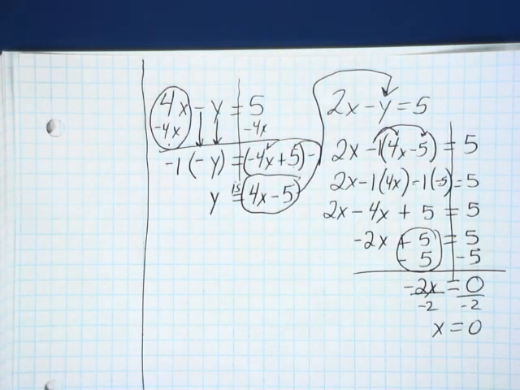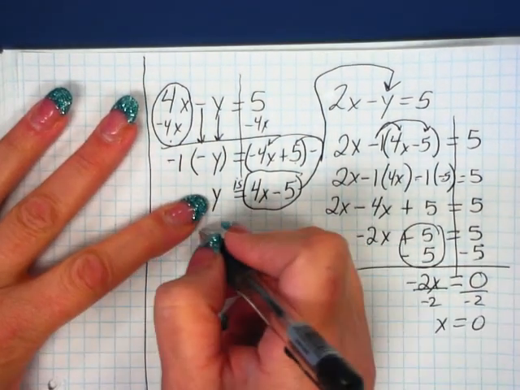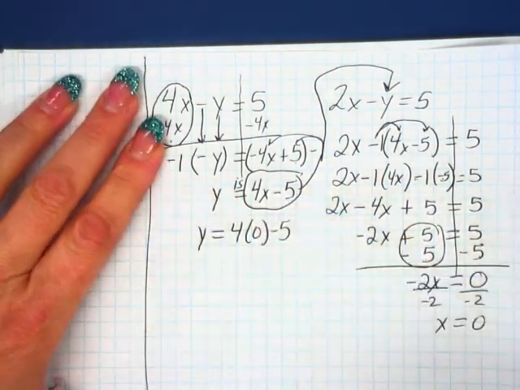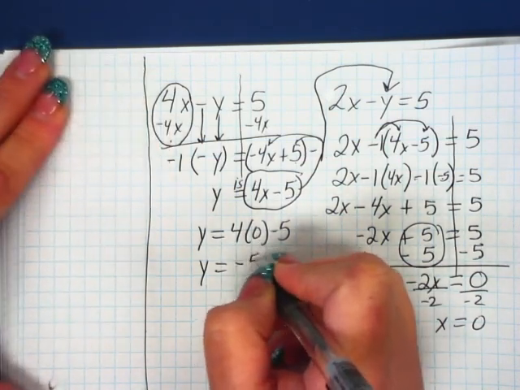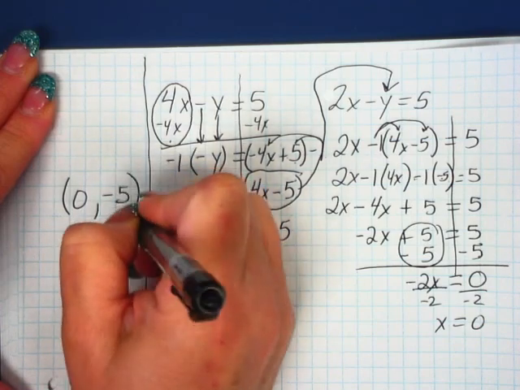All right, so now let's plug that in up here. Y is 4 times 0 minus 5. So y is 0 minus 5, which is negative 5. So we have x is 0, y is negative 5.